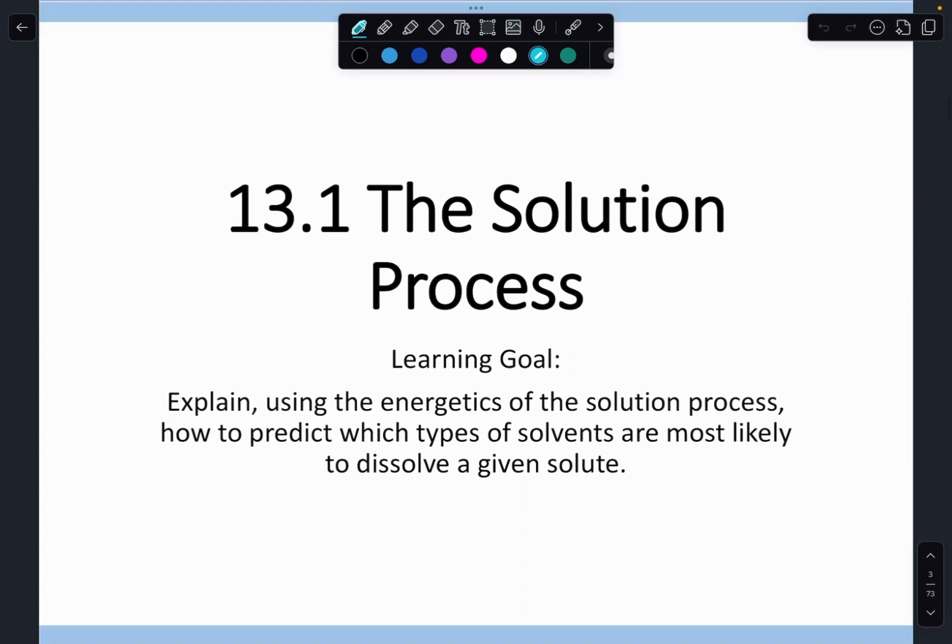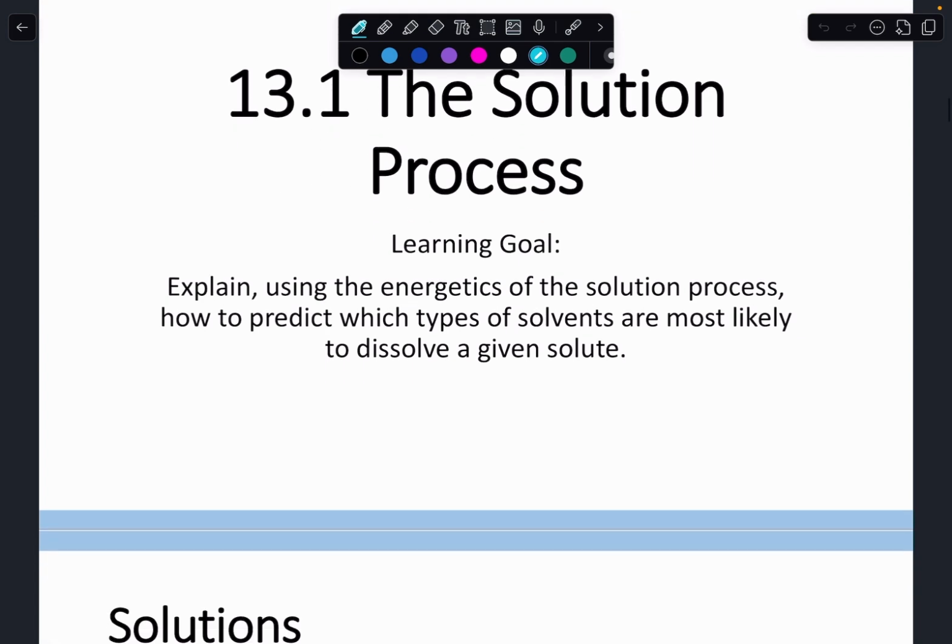Okay, so 13.1, this is what we'll focus on for this video. The solution process. So we're going to talk about some language for solutions, different types of solutions, and then we'll get to the energetics of the solution process, how to predict what types of solvents are most likely going to dissolve a given solute. We'll talk about what those words are.